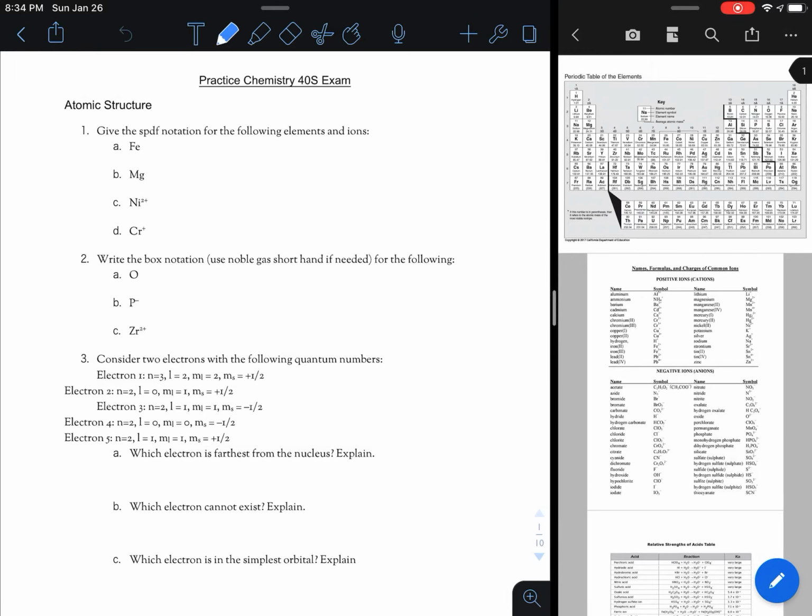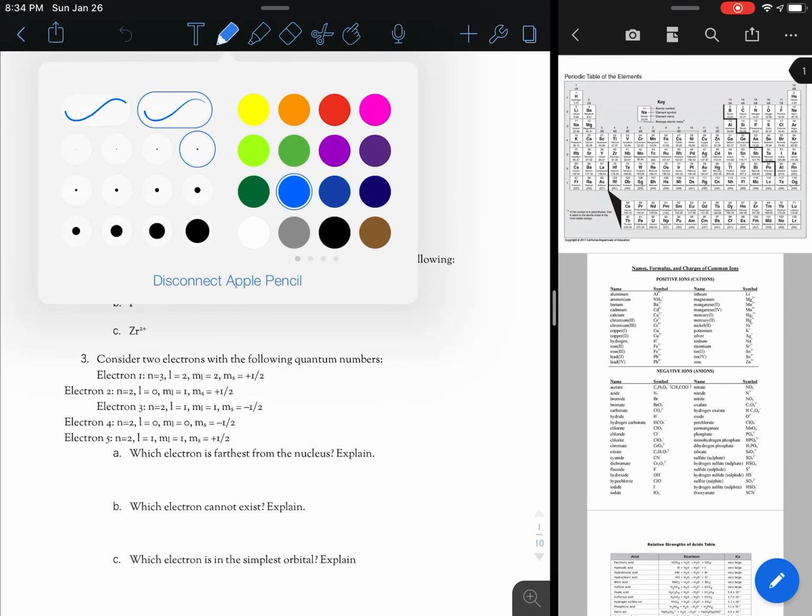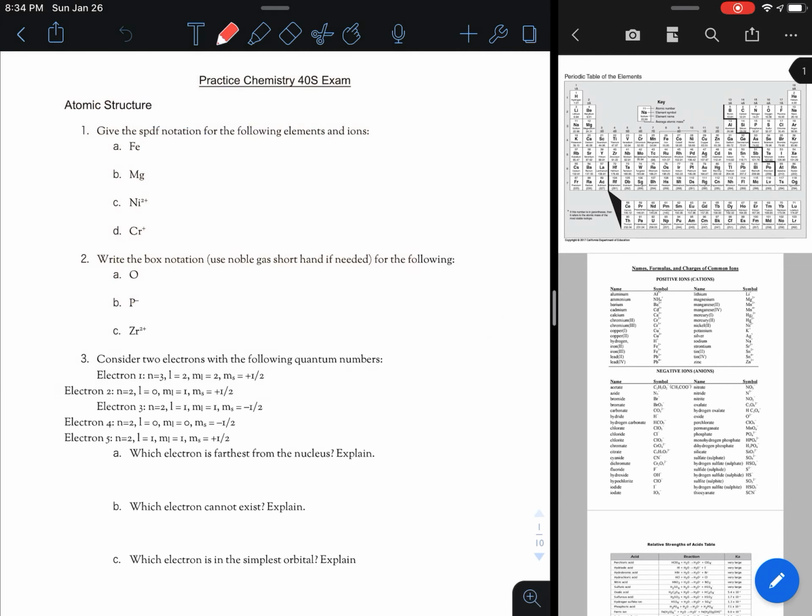All right, so this is going to be my guide to the practice exam. I'm just going to try to do this all in one go and see how long it takes me. Might skip a couple of questions if they're too much repetition.